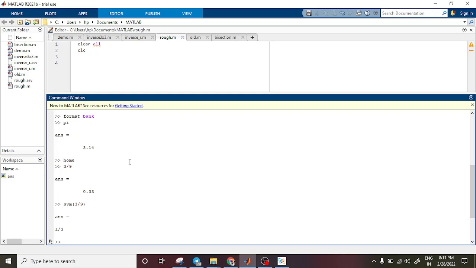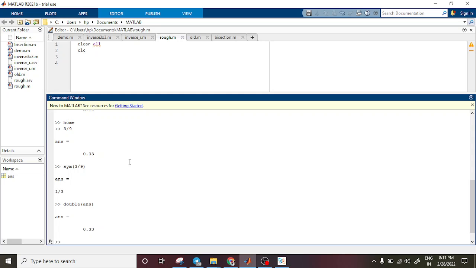Next, if I want to change this into decimal points, I can write double. Double of the answer means another way to write this answer, so MATLAB writes the answer in another way.